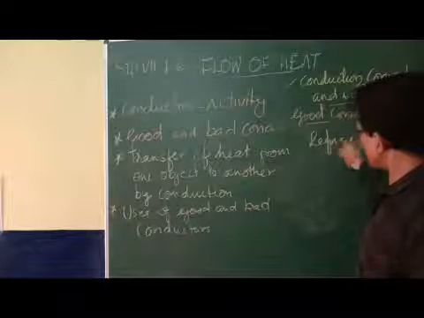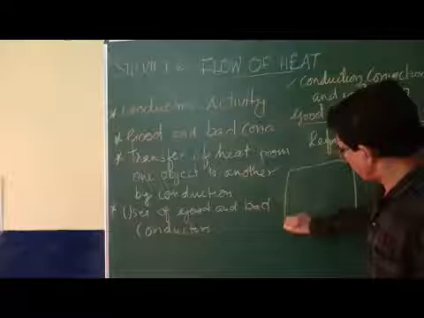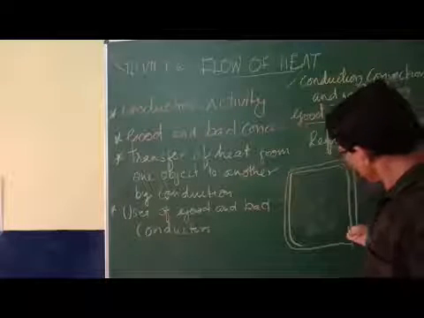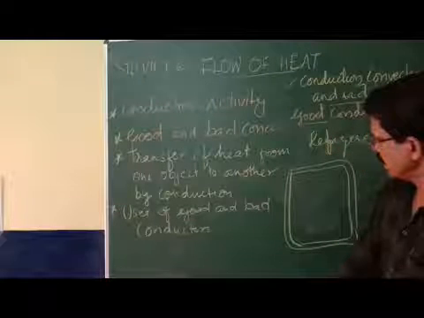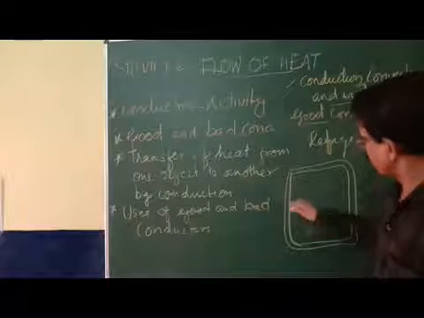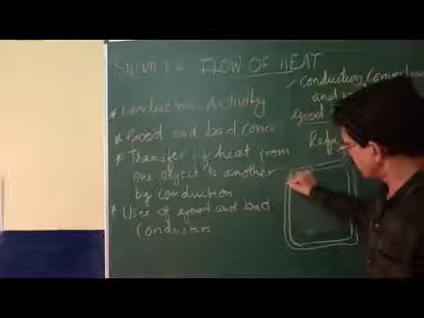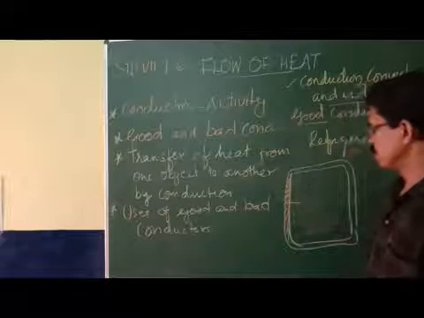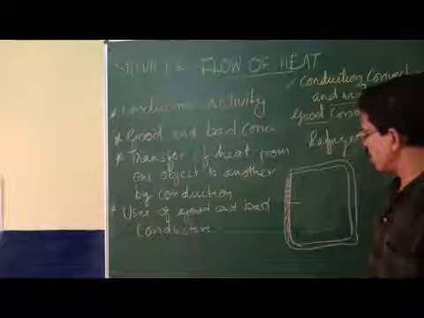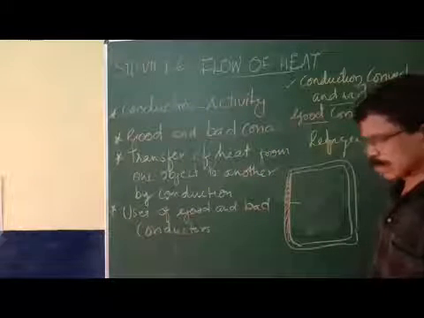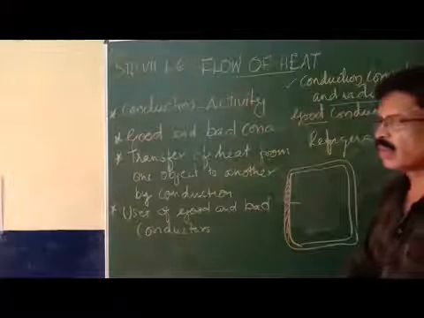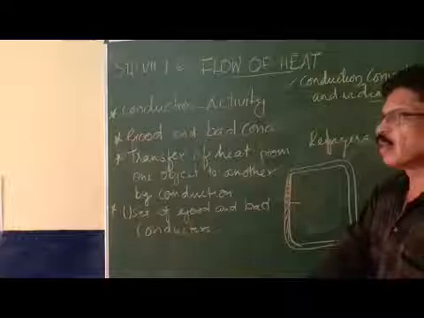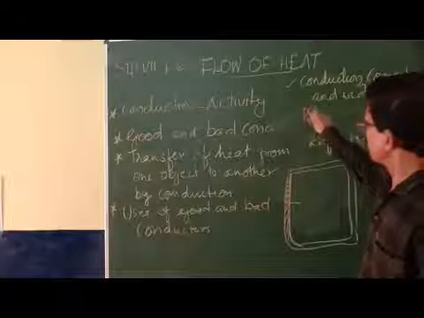Then again, in the case of the refrigerator, you can see the side wall of the refrigerator has two layers. In between the two layers, the outer and inner layer, there is an insulating material. These insulating materials are poor conductors of heat. You got the idea? So we are now discussing the poor conductors and their use in our life.